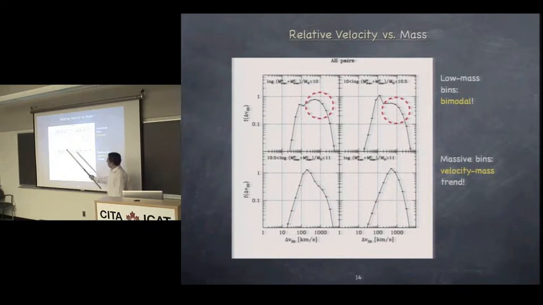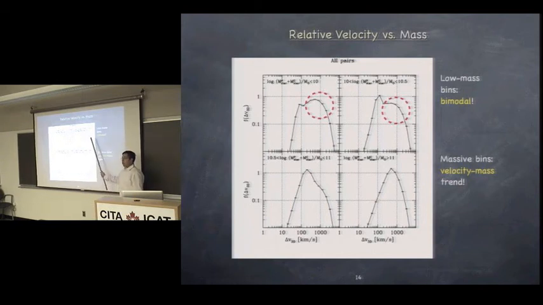If you look, I'm plotting the velocity distributions, velocity differences, and each panel is binned in mass. So you take the mass of the two galaxies, you add them up, and you put them in different bins of mass. So these are above 10 to the 11, and these are below 10 to the 10 solar masses. If you look at very massive pairs, you see that the trend is there. These guys are moving fast, and these guys are moving way faster.